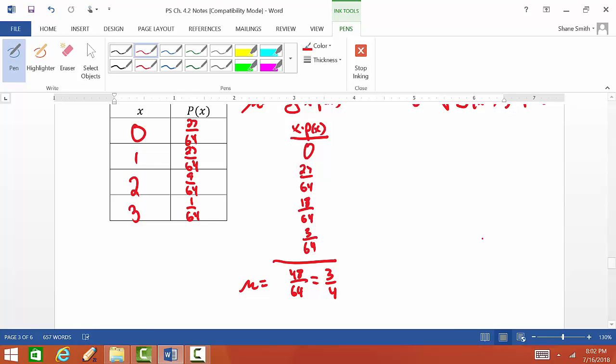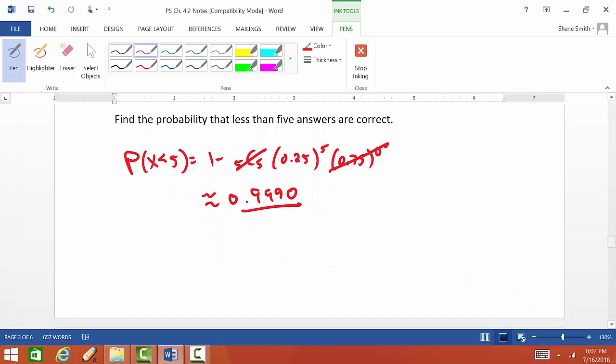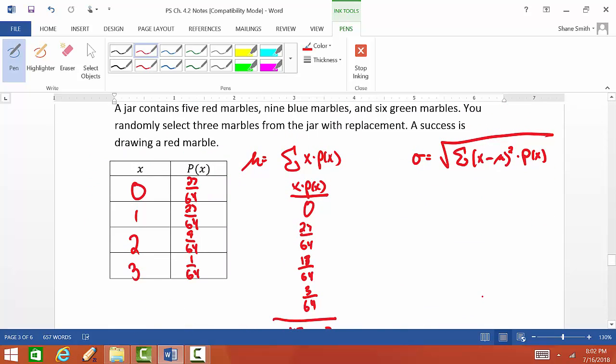Okay, to find standard deviation, and I'm just going to do one column of this, it's x minus mu quantity squared times the probability of x. So we take our x value 0, subtract the mean, which is 3/4, so that's negative 3/4, square it, that's 9/16. And then we multiply by the probability of x, which is 27 over 64.